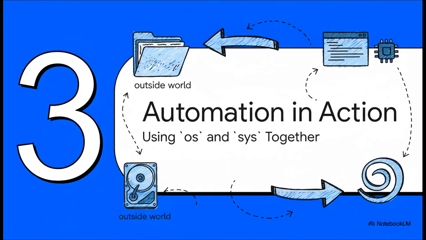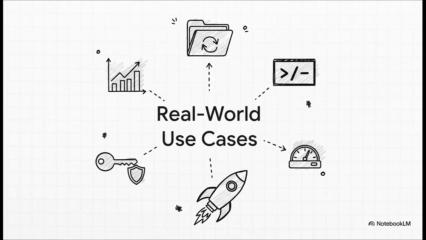So, we've got OS for the outside and sys for the inside. This is where the real power kicks in, when you start using them together. Let's see how this duo powers pretty much all real-world automation. I mean, just think about a backup script. It's going to use sys.argv to figure out which folder to back up. Then it'll use os.listdir to find all the files inside. It'll use os.path.join to build the correct destination paths. And when it's all done, it'll call sys.exit(0) to report, hey, job's done, everything's good. From DevOps tools to data science pipelines, this combo is everywhere.